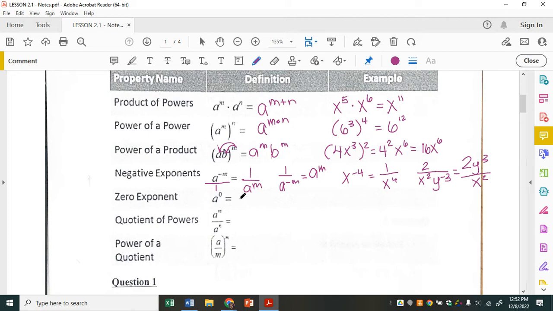Does anyone remember what anything raised to the 0 power is equal to? Not 0, it's 1. Okay? Anything raised to the power of 0 is just 1. So if I had some crazy number like 5,280, and I have that all raised to the 0 power, it's just going to be 1.